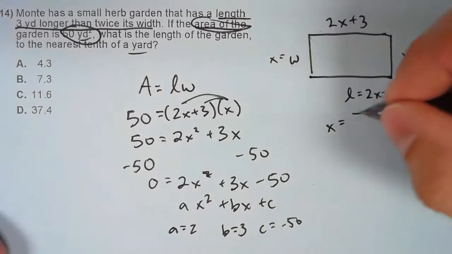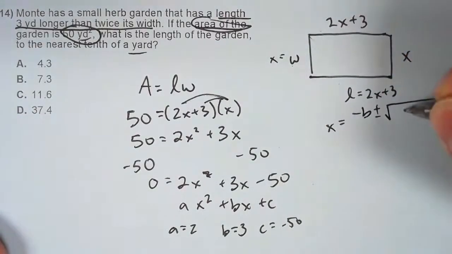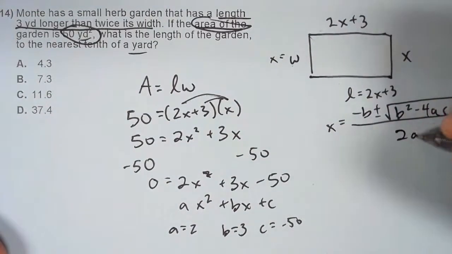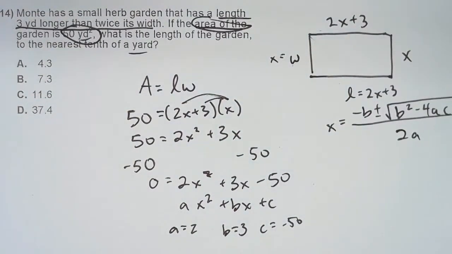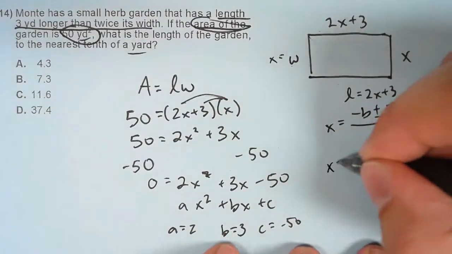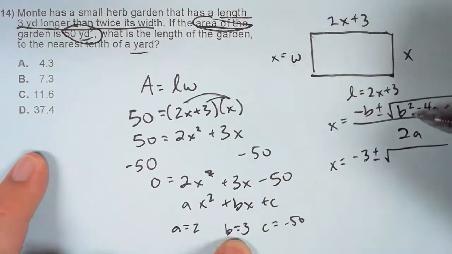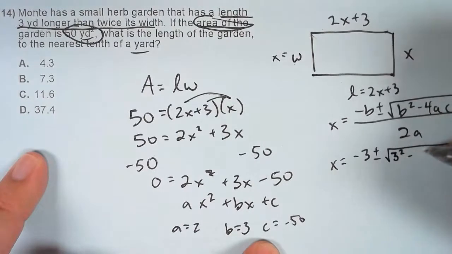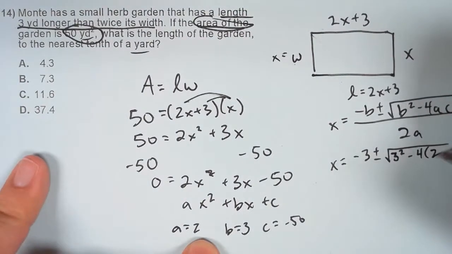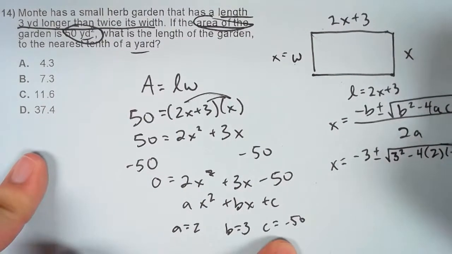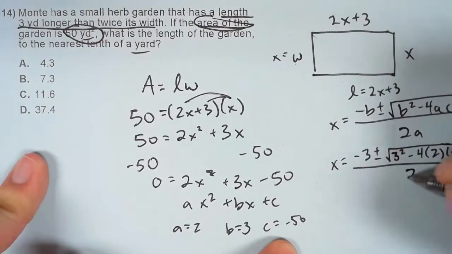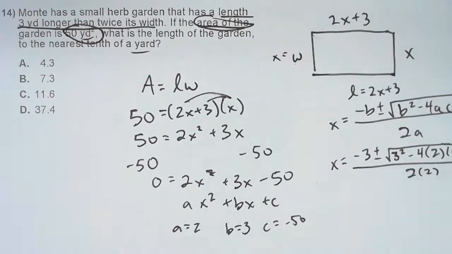So x is going to be equal to negative b plus or minus the square root of b squared minus 4ac all over 2a. Okay, so it says x is going to be equal to negative b, which is negative 3, plus or minus the square root of b squared, which is 3 squared, minus 4 times a times c, all divided by 2 times a.